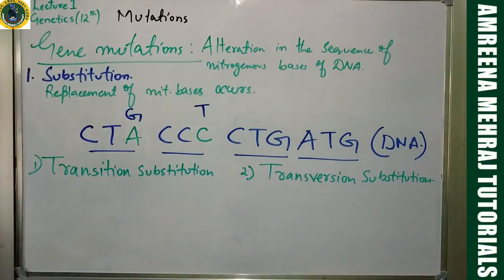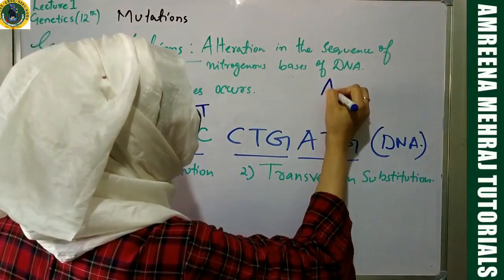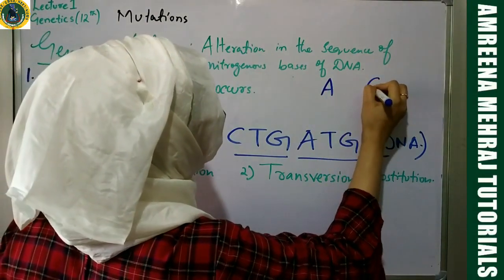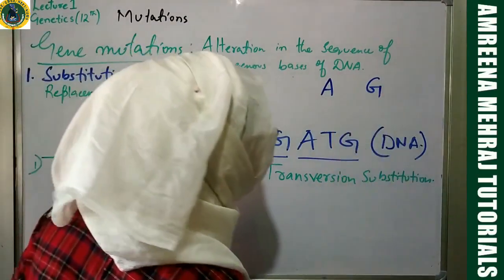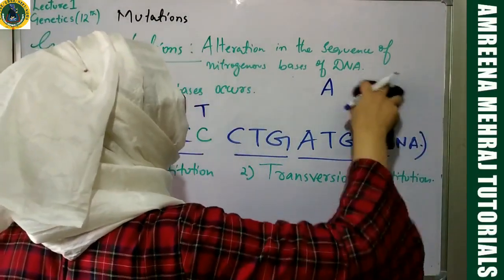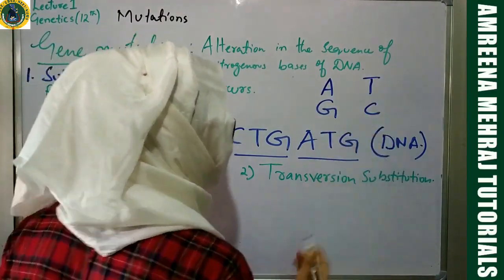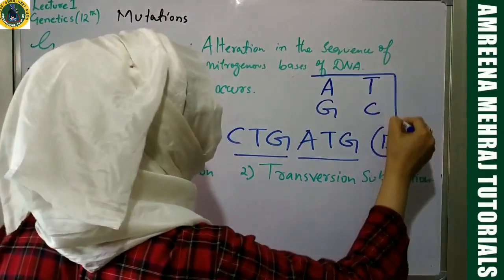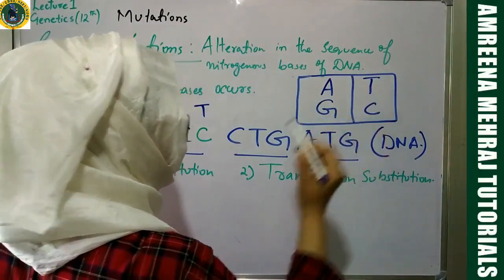Pay attention. According to Chargaff's rule, adenine always pairs with... guanine? Or something else? I'm wrong. So adenine is going to pair with what? A pairs with T, G pairs with C. This is the basic thumb rule which you people know from class 11. A pairs with T, G pairs with C.